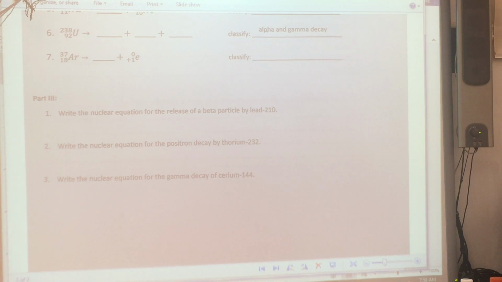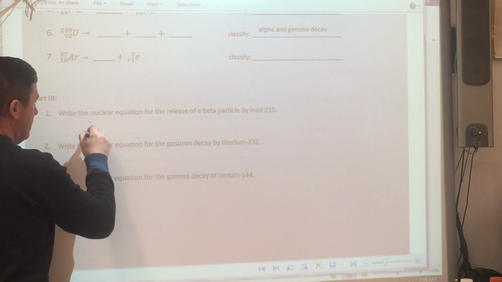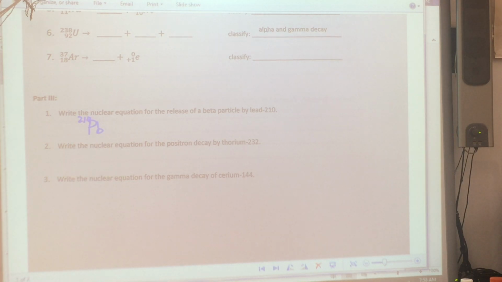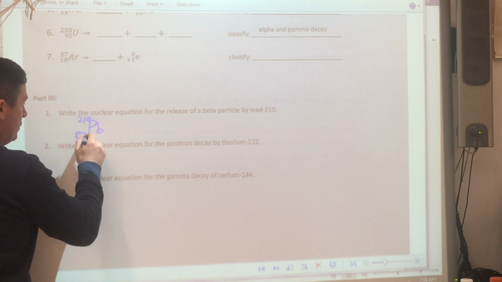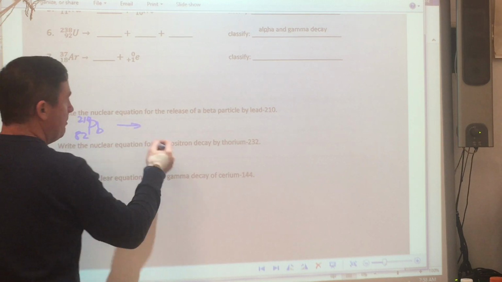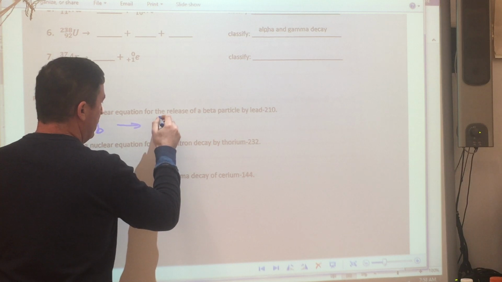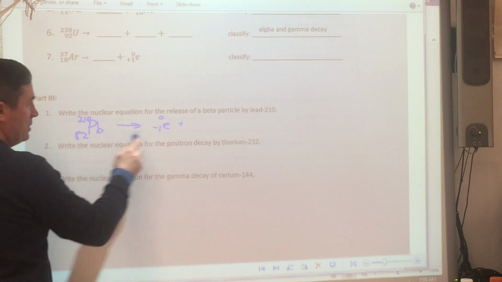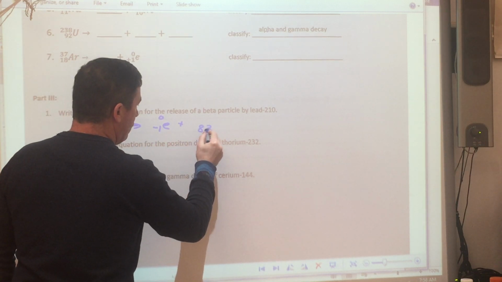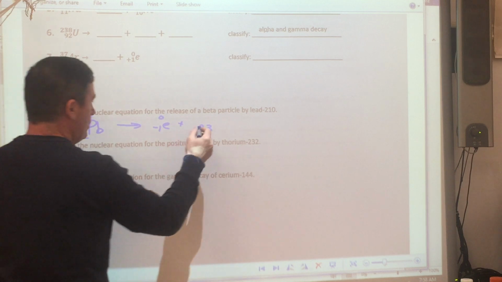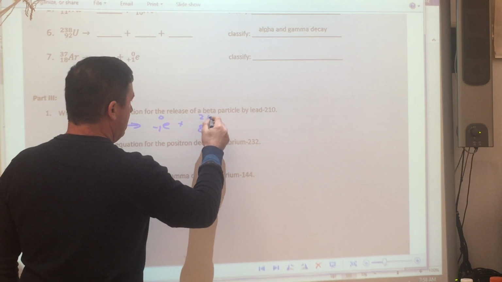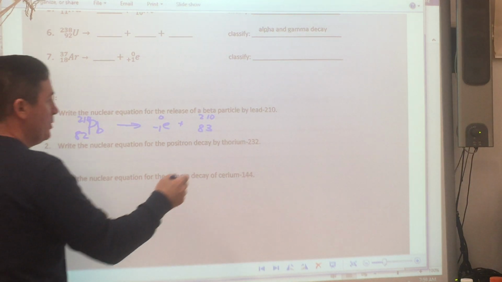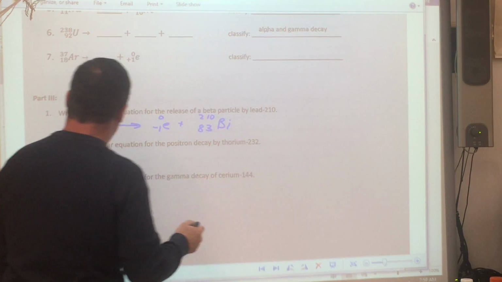Okay, write the nuclear equation for the release of the beta particle by lead-210. Lead is 82, I believe, that we already saw up there. That's 82, and it's releasing a beta particle. Beta particles are kind of like electrons with no mass and a -1 charge. So 82, and that would be an 83. 83 and -1 is 82. No change here, that's 210. And what's 83? 83 turns out to be bismuth. You could look that up pretty easily.